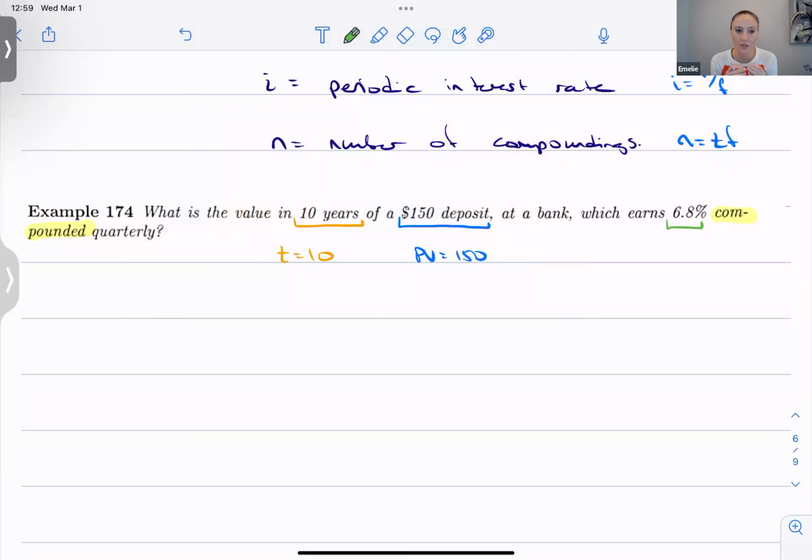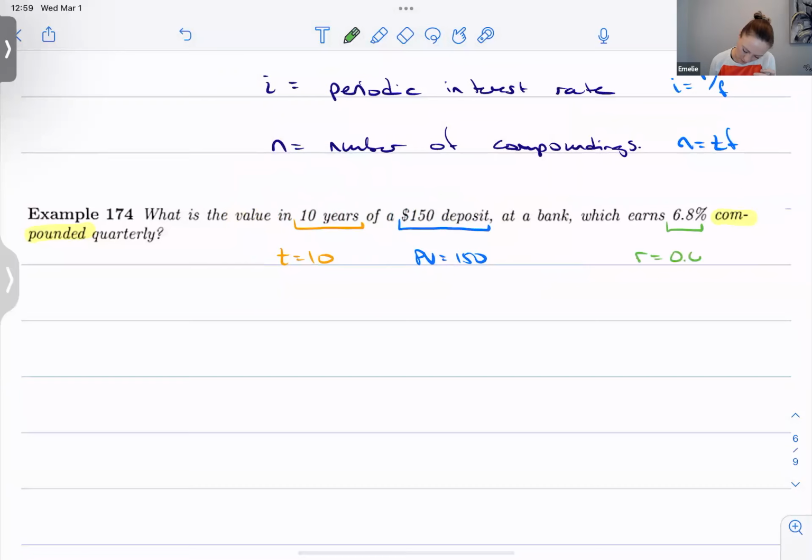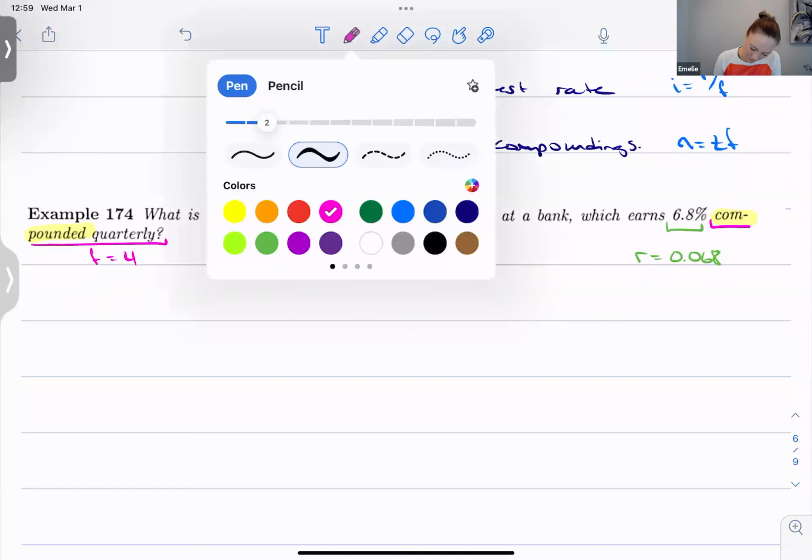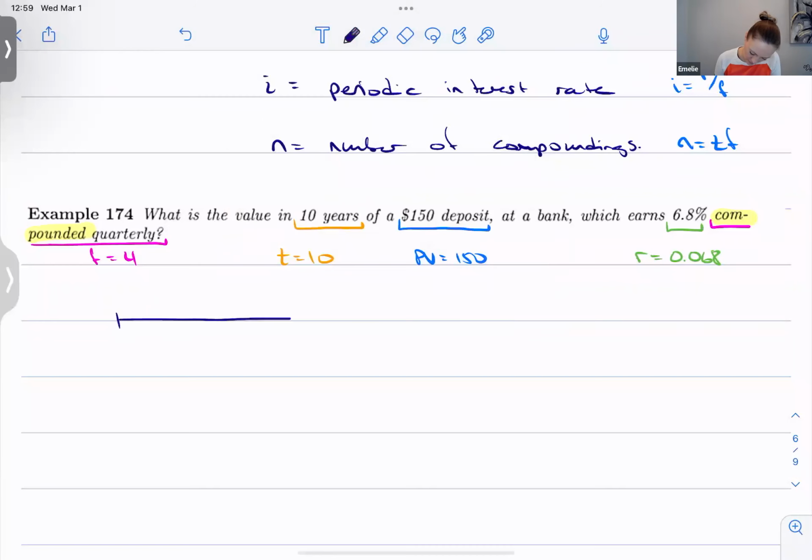Now, the 6.8% is the annual rate, the nominal rate. So this is r equals 0.068. And compounded quarterly means that f is 4. So again, just highlighting all the things that were given. And then it's a pretty simple timeline, but just to get in the habit of making timelines: here's today, and here's 10 years from today.